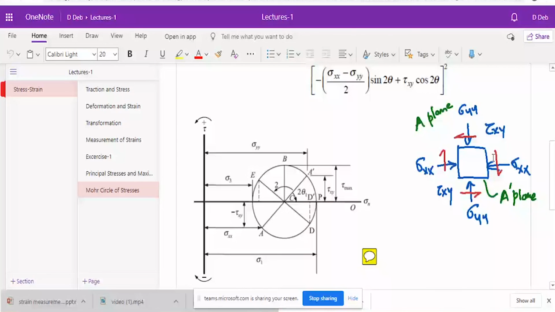I will request you to draw more Mohr circles for the exercise problems I gave you. When they come for the tutorial, you show it to them, or you can send it to them also, that you are able to draw a Mohr circle. This is very, very important.